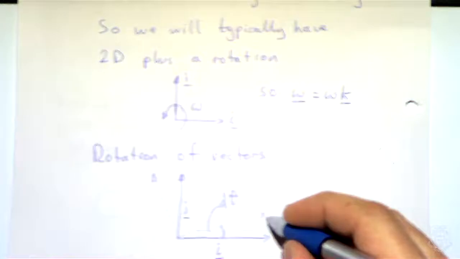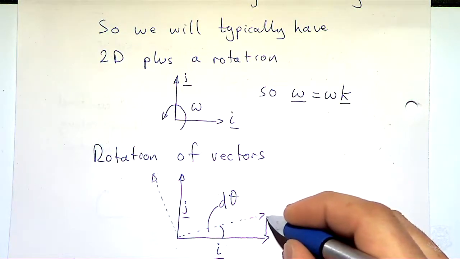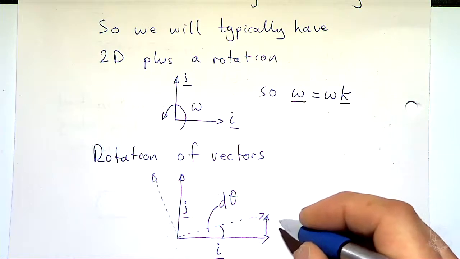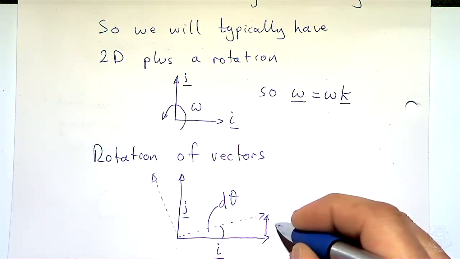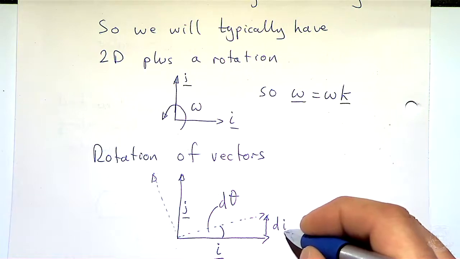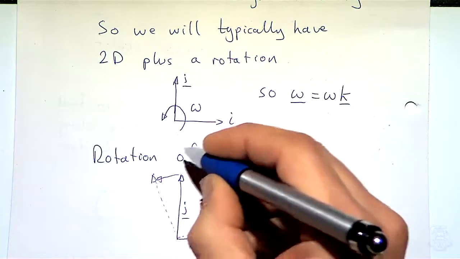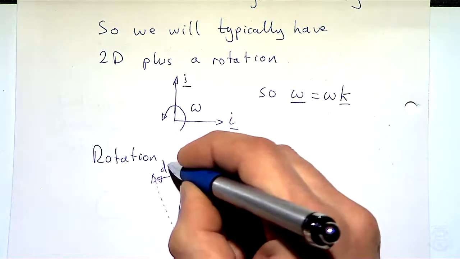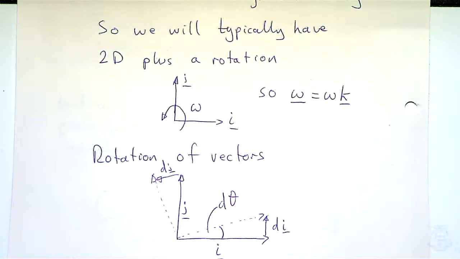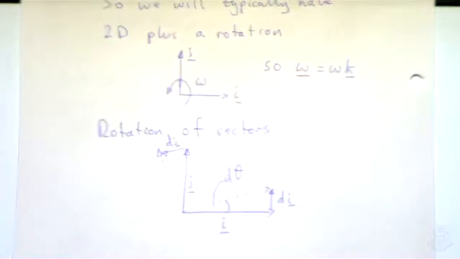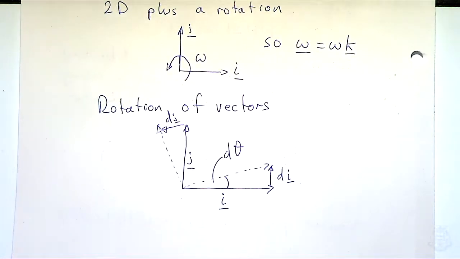So if we do that, then we can say that we'll get a small arc length change here, which we're going to call the change for i, di. We're going to get a small arc length change here as well, which we're going to call the change in j, dj. And so we're going to then use these small quantities and the arc length assumption.